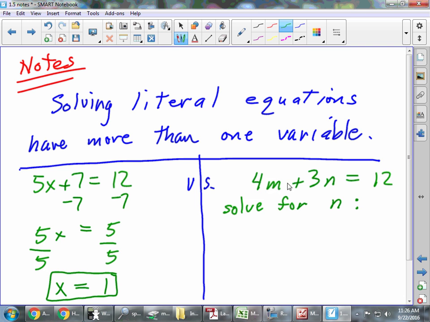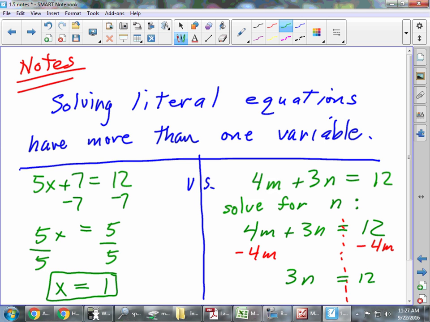If I say solve for n, first I want to solve for 3n. In other words, I want to get rid of 4m. So I say 4m plus 3n equals 12, and I'm going to subtract 4m from both sides. Same rules that we always do, but we just won't have such a pretty equation when we're done. 3n equals 12 minus 4m.